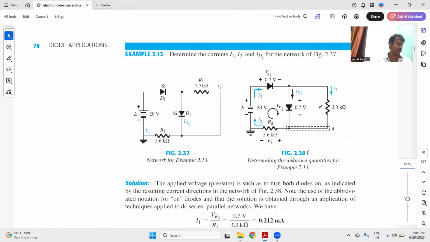Give me 1 second. Let me connect the charger. Okay. So now, moving on with our discussion.